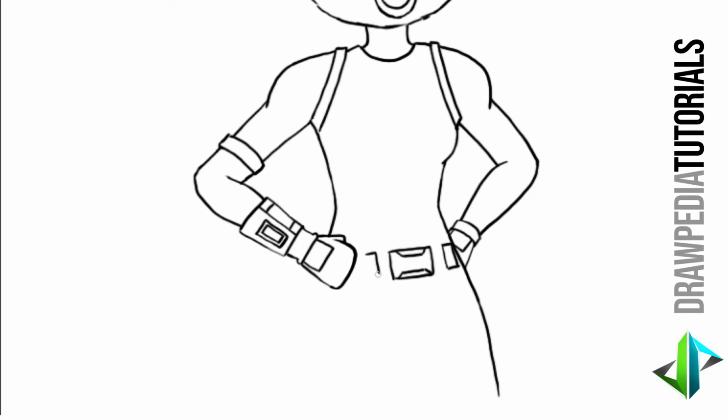also on the right side, and a line for the top of the belt across to the side, and another one at the lower point right here.